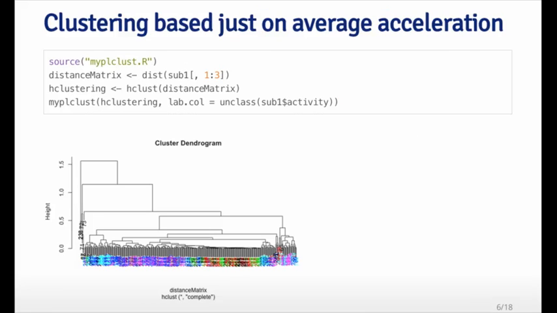We can try to cluster the data just on the average acceleration. I've taken just the first 3 columns of this matrix, and I calculated a distance matrix using the dist function, and I'm using a Euclidean distance just as the default.